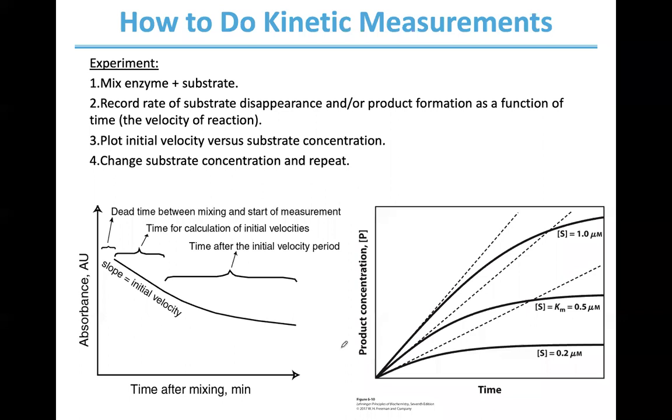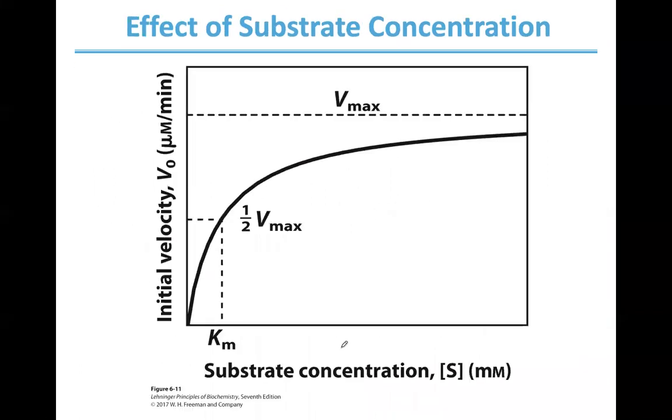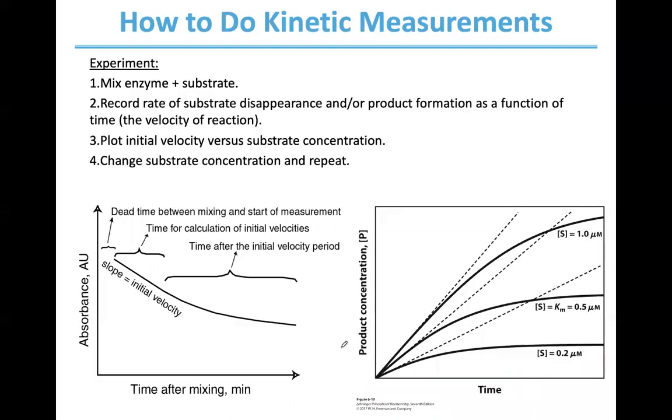So for kinetic measurements, how do we do these kinetic measurements? So what does this slide tell us? How would you do an experiment? You mix the enzyme and a substrate, okay? You record the rate of substrate disappearance or product formation, it doesn't matter. Remember, when you do the reaction kinetics, you can follow it by substrate disappearance or product formation.